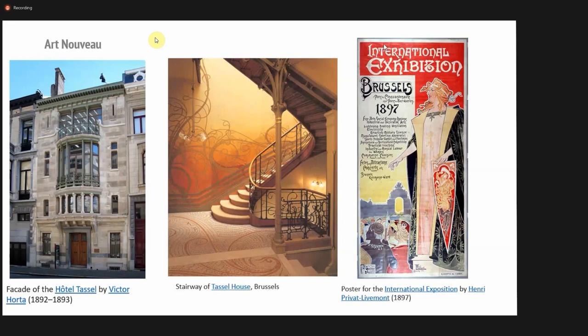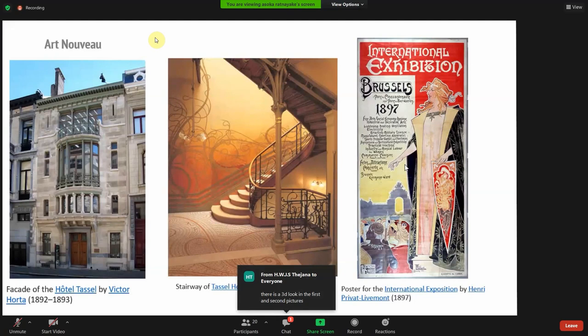can you see anything different in the fonts? What kind of lines have been used here? Someone said decorative art. Yes, very good. Decorative, very decorative. When compared to the other art, very decorative.